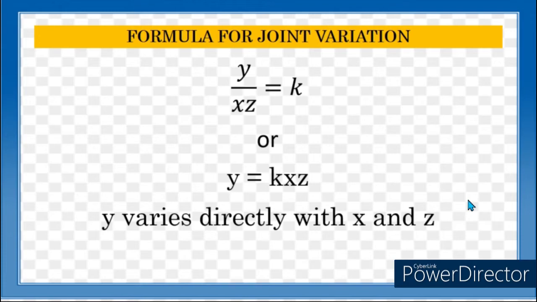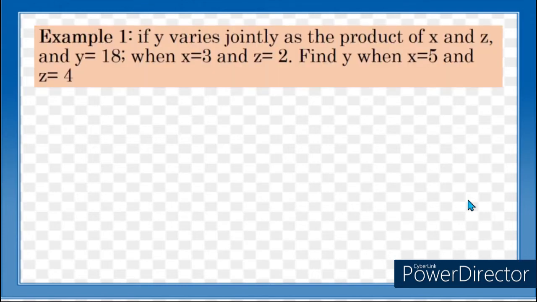So we have here a typical example for joint variation, which is the area of a rectangle. When the length or the width increases, the area also increases. When the length or the width decreases, the area also decreases. So we have here example number 1.